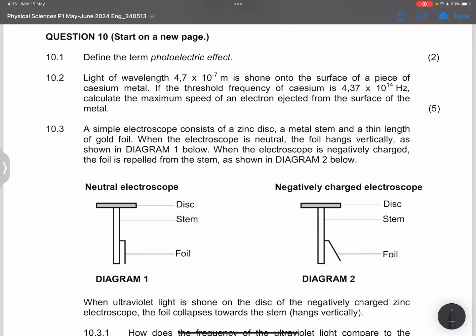And finally, question 10, they say define the term photoelectric effect. As I said, I am not going to bother much into that. Okay, let's go to the calculations. Please learn all of these definitions. Ladies and gents, let's go on to the next one.